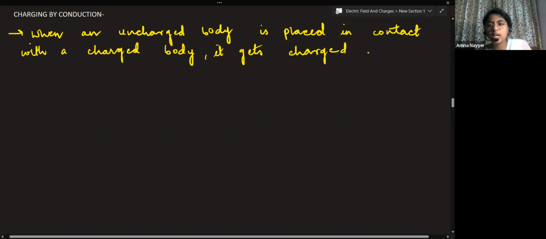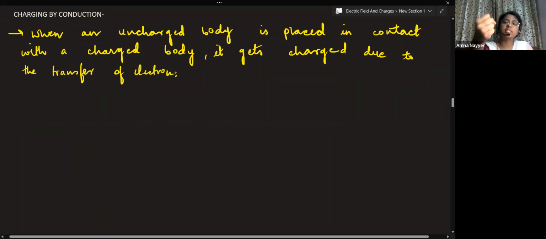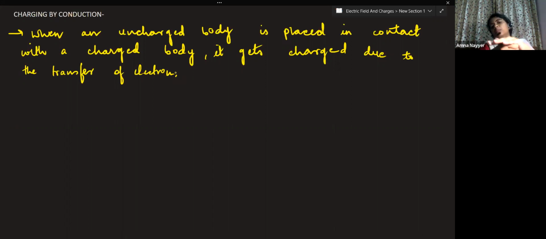It gets charged due to the transfer of electrons. So if I say I have this body, object A, let's say, this is neutral, meaning it has no unit positive charge in excess or no unit negative charge in excess. Both the charges, positive and negative, are equal. And I have one charged body, let's say it has more positive charge, or let's say it has more negative charge. Now see, whenever these two are just placed in contact, rubbing does not occur.